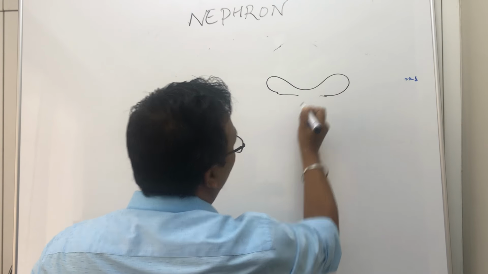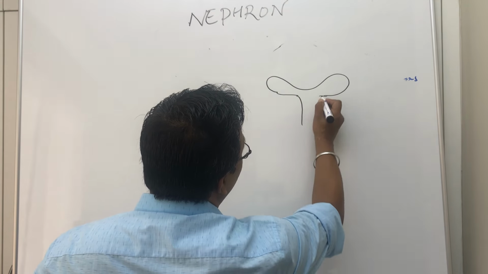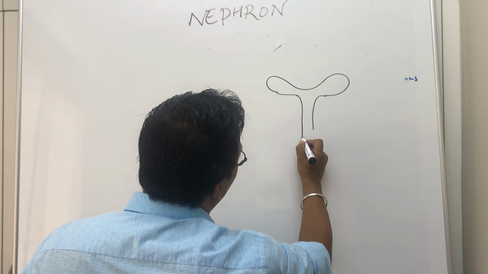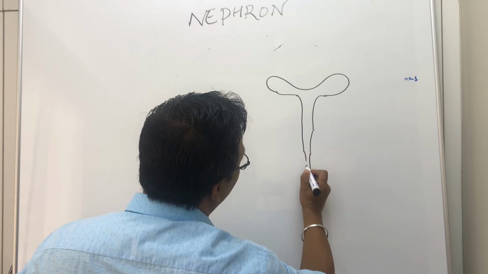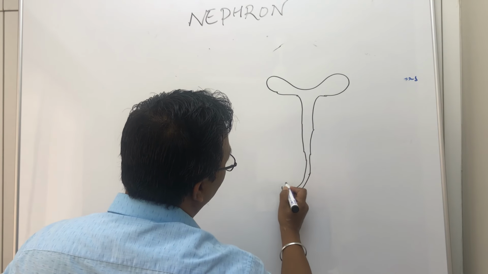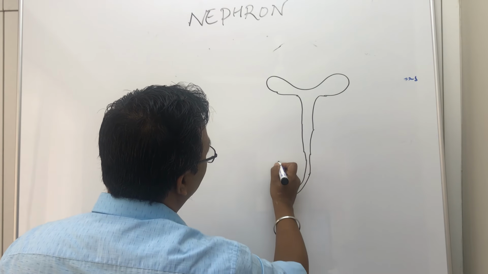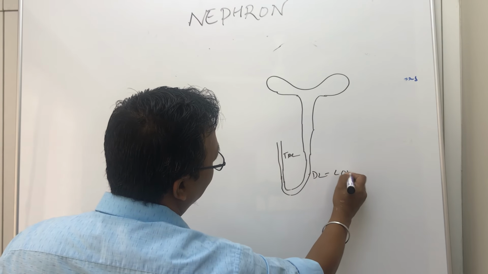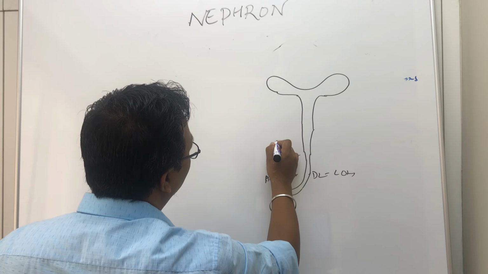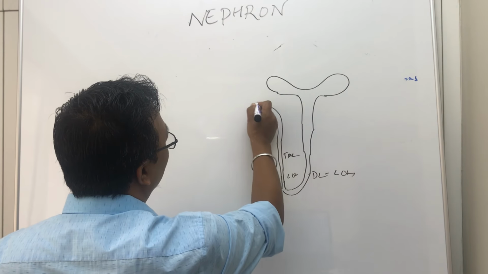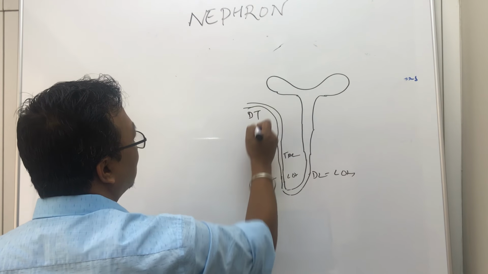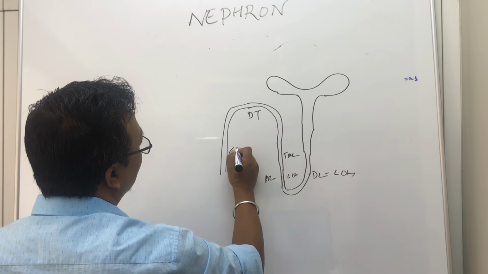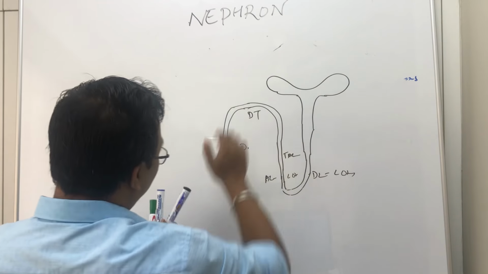Say here, Bowman's capsule, then proximal tubule. I'm just making it simple now. Proximal tubule, both convoluted and straight, and then loop of Henle. I'm going this way now. Turn, and then descending limb of loop of Henle, ascending limb of loop of Henle, thick ascending limb, and it goes here. When it goes parallel, we call it the distal tubule, and then it is called collecting duct.